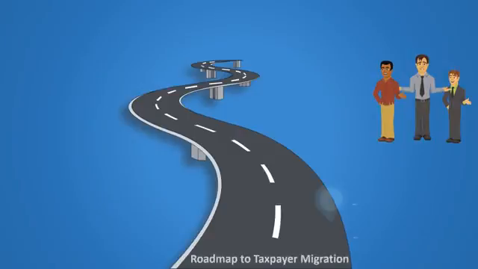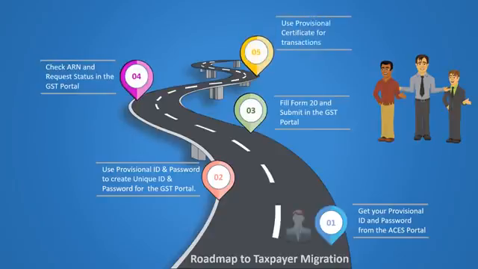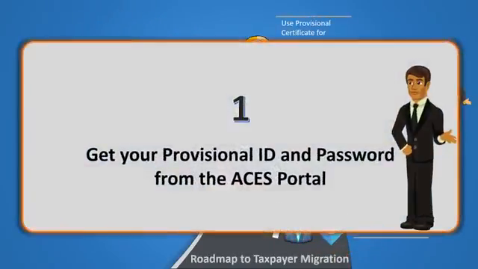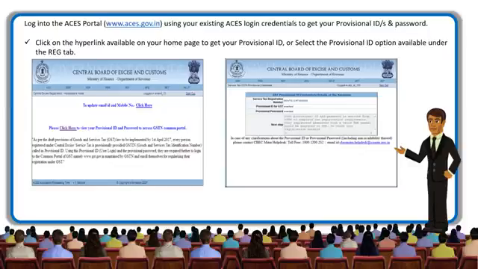Here is a roadmap defined for the migration of all the taxpayers in GST. Let us see each step in detail. The first thing you have to do is get your provisional ID and password from the ACES portal. Log in to www.aces.gov.in using your existing ACES login credentials to get your provisional ID and password. Click on the hyperlink available on your homepage to get your provisional ID. You can alternatively select the provisional ID option under the REG tab to get your ID.